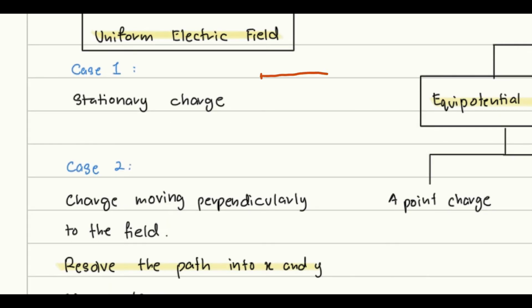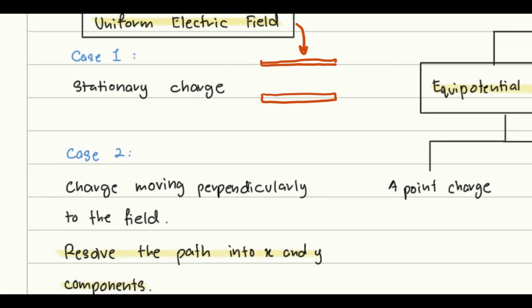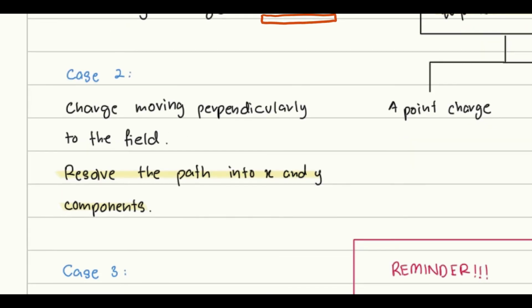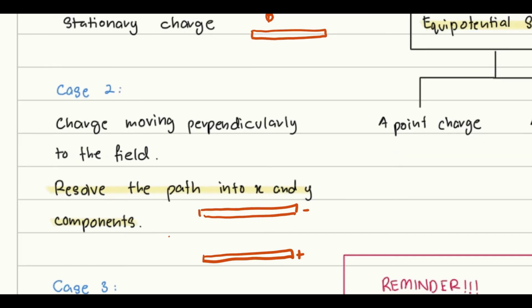Basically, for all the 4 cases here, it is the case for uniform electric field in between two parallel plates. Stationary charge means the charge is stationary in between the two plates. Next, charge moving perpendicularly to the field. Let's say you have a charge moving perpendicularly. This is the electric field, from positive to negative, uniform. You have a few lines here supposed to be drawn. The charge will enter perpendicularly, and the path taken by this charge is going to be parabolic. It will go to the negative plate because it is positive, so it will be attracted to the negative charge.